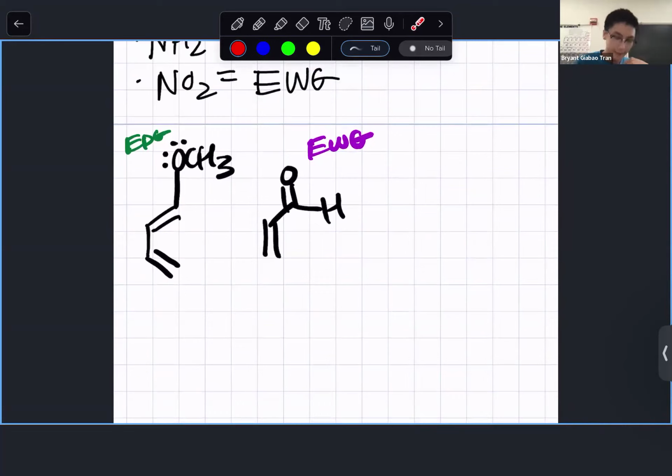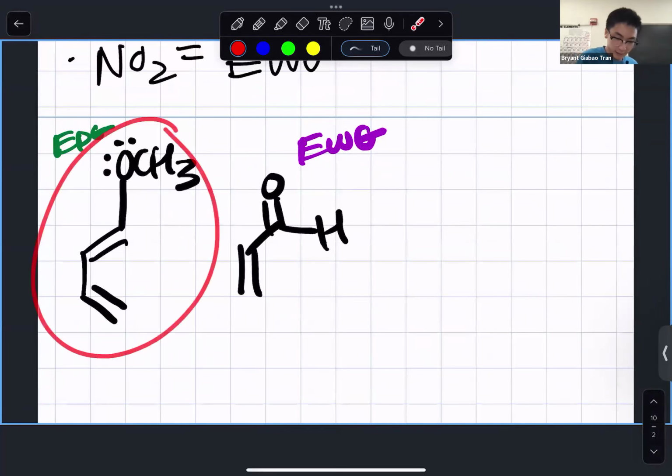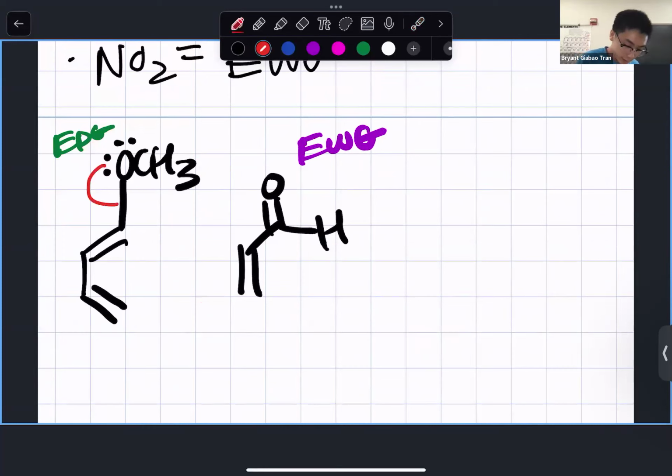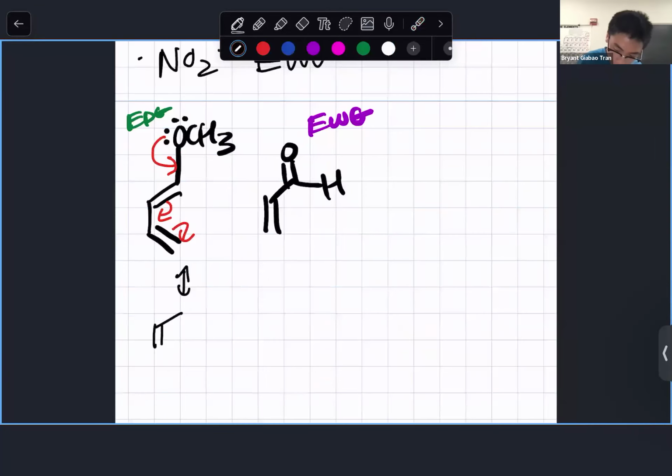Yeah, the benzene would be considered EDG because a benzene would be considered as an R group. Yeah, you can. Okay, so we know that this is an EDG, which can donate electrons to the diene. So let's draw that donating effect here, where that oxygen is going to do this resonance structure here. We're going to make a double bond here, move that double bond there.